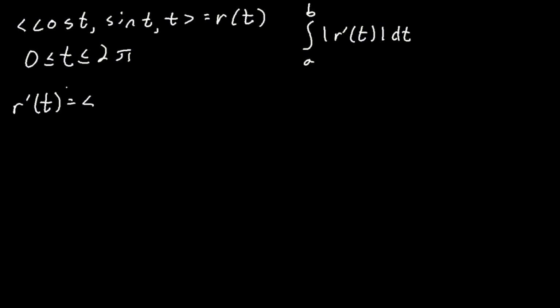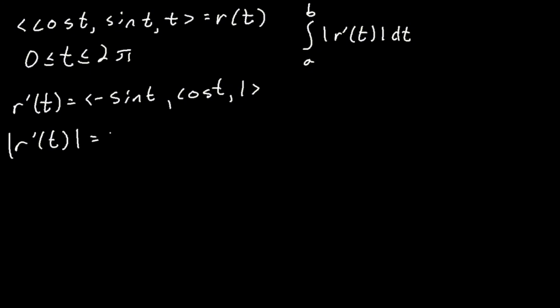So, r prime. You just find the derivative of every single component inside of this vector. What's the derivative of cosine of t? Negative sine of t. What's the derivative of sine? Cosine of t. What's the derivative of 1? Derivative of t, 1. Alright, we have r prime. Now we have to find the magnitude of r prime.